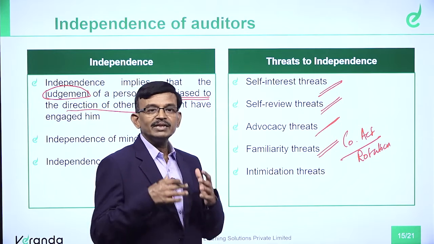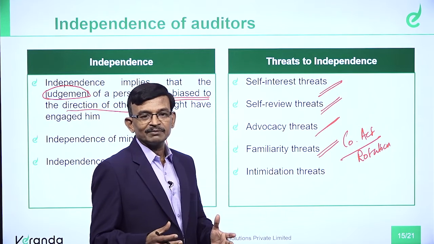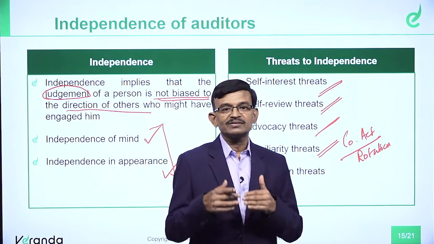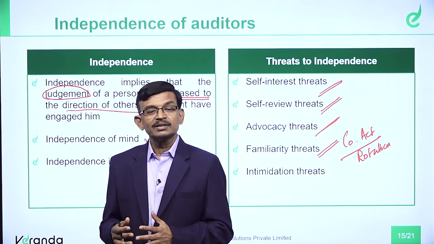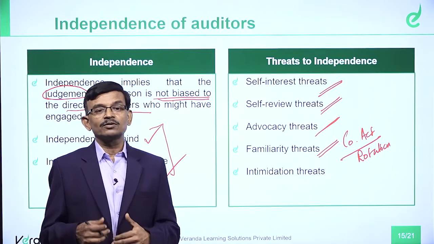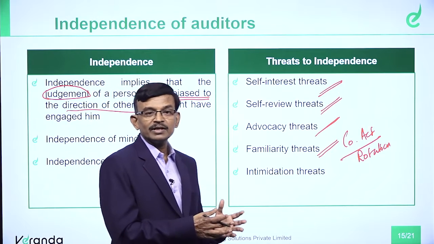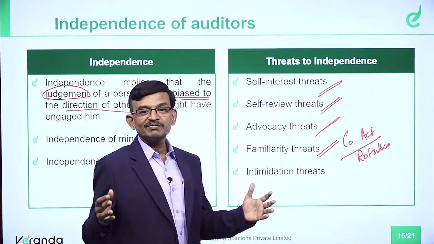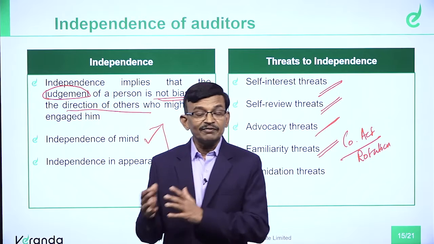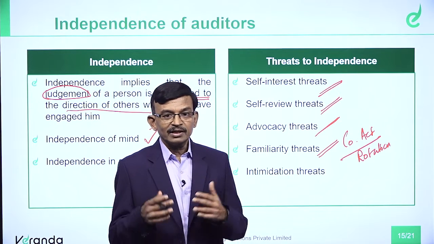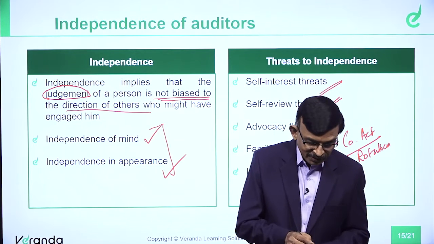Because I am familiar with the client over a period of time. I have a sympathy for something which has been done, and sometimes the familiarity also happens because the CFO of the company is well known to me, or the CEO is known to me, or they are my family friends. There could be a familiarity threat. Because of that I will take a different view. I am not independent.